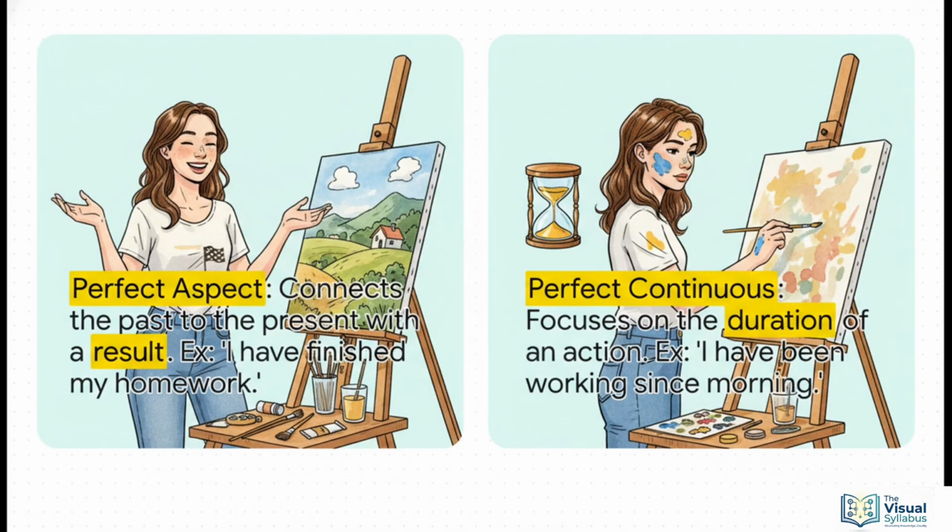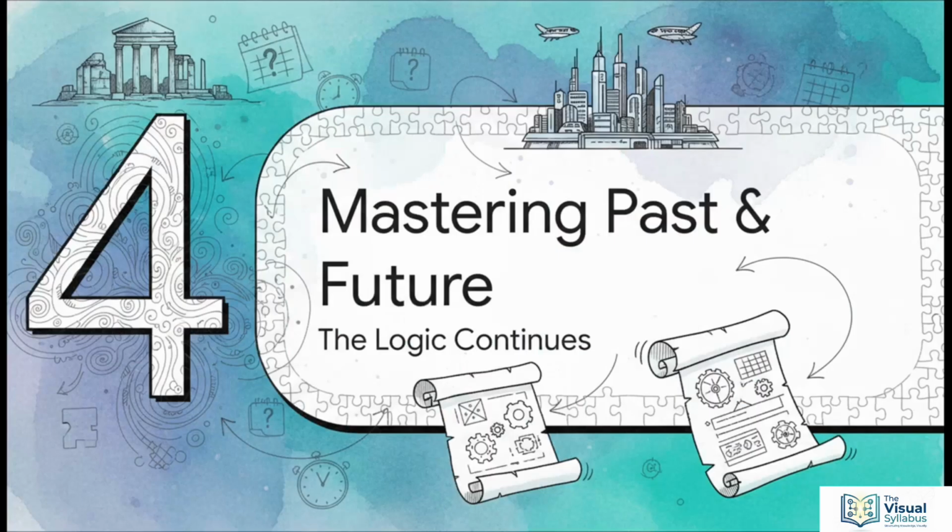Now for the perfect aspects. The regular perfect aspect connects the past to the present, but it focuses on the result. When I say I have finished my homework, the real message is about now. The result is I'm free. But the perfect continuous, that's all about the duration. I have been working since morning, focuses on the process, on how long I've been doing it. So think result versus process. Now here's the really cool part. This exact same logic, this pattern of 4 aspects, it applies perfectly to the past and the future too. The system is totally predictable. Once you get it for the present, you basically get it for everything.